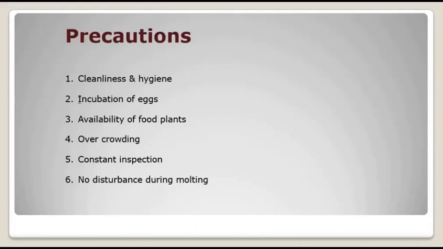The next is incubation of eggs. Incubation of eggs plays a very important role in the rearing process. Why does it play a very important role? If you rear eggs without incubation, what will happen? The eggs can hatch at any time. Some of them can hatch within 4 to 5 days, some in 6 to 7 days, 9 to 10 days, 15, like that. The hatching period cannot be controlled without incubation.